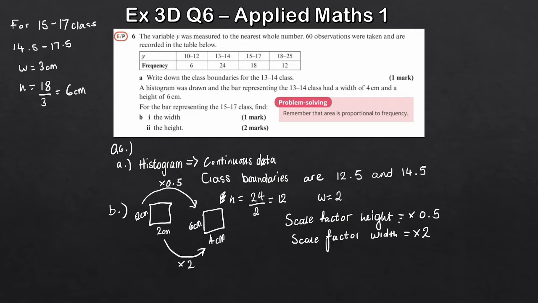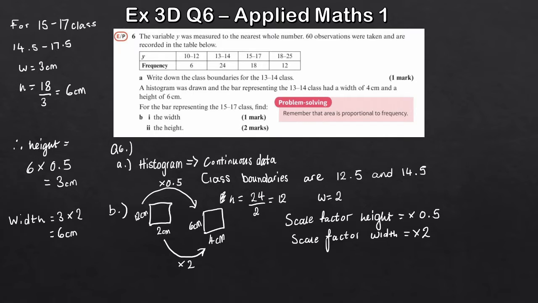So now all we've got to do is use our scale factors here. So what's our height going to be? Well, the height, remember, is just what we've got here, 6, times by the scale factor of 0.5. 6 times a half gives us 3, so that's 3 centimeters. And then the width, it's just the width we've got here, which is 3, times by the scale factor of 2. So 3 times 2 gives us 6 centimeters for the width. And there we have it.